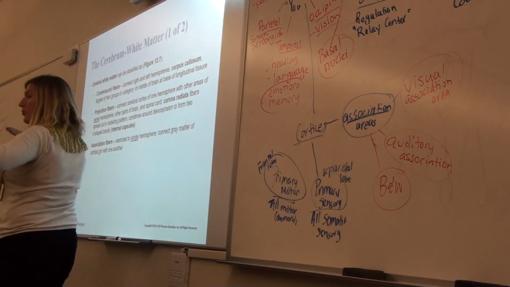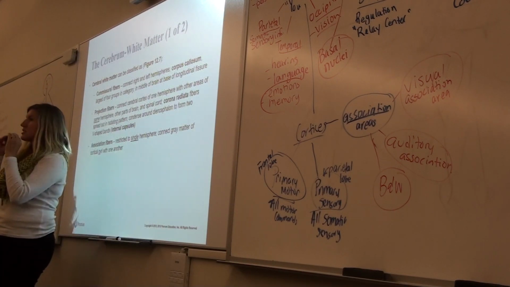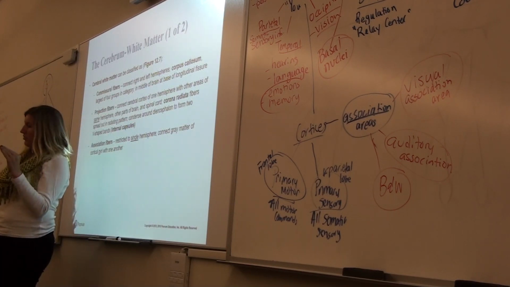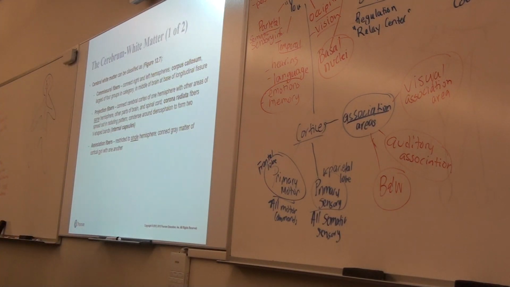Commissural fibers are the fibers that connect right and left hemispheres. This is how the right side of your body knows what the left side of your body is doing, because you have this crossing over. It's called the corpus callosum. It's a special band of fibers that cross from right to left and left to right. It goes both ways, connecting both sides of the brain. The corpus callosum connects both sides of the brain.